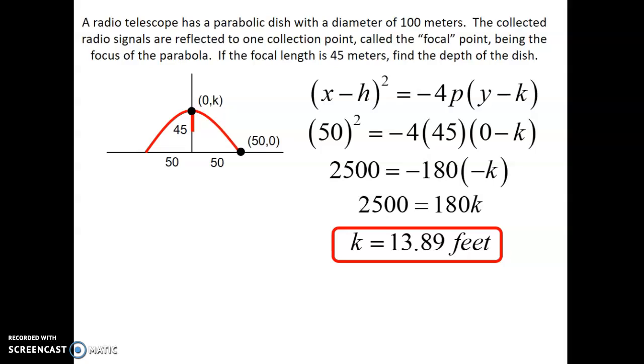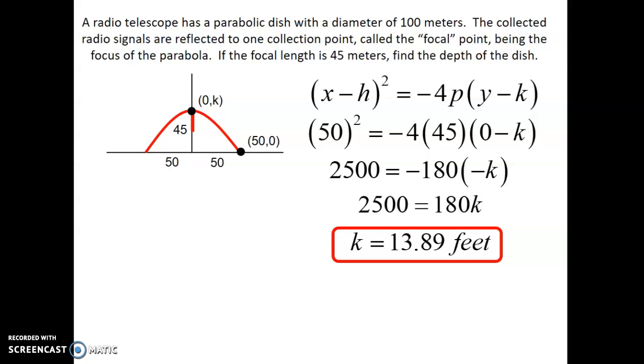Okay, it is very important that you read these questions carefully to figure out what you're given. A perfect example is this question. It all the time gets students messed up because they think the 45 meters is the distance from the edge of the parabola to the center of the parabola, which is the vertex of the parabola, which is not the case. That is the focal distance. That's the p-value. So just be careful when you're reading these.